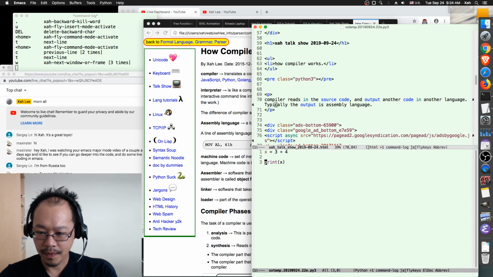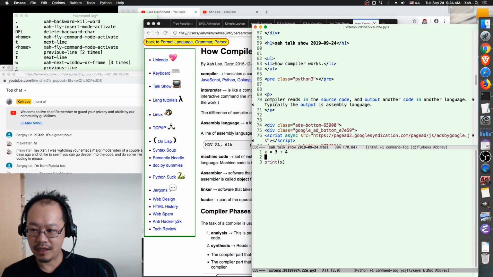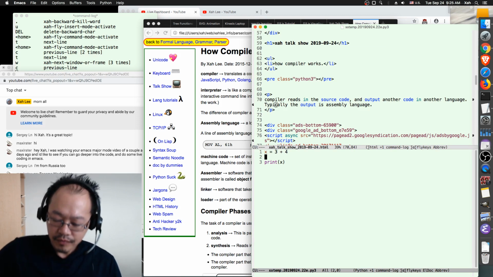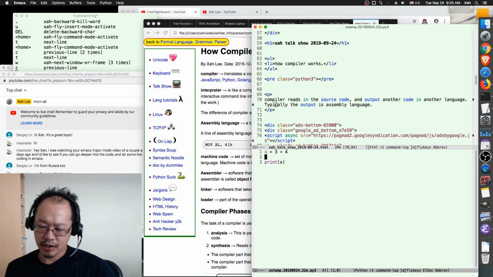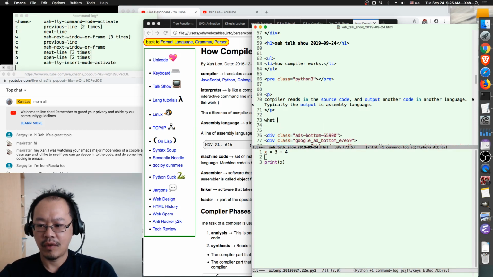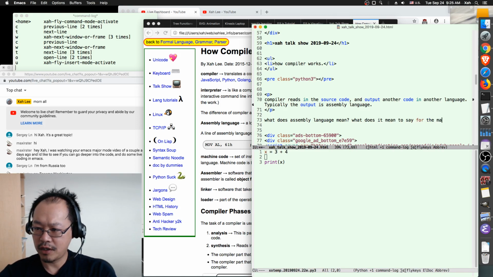So a compiler reads a source code and outputs another language code. Typically that language code is assembly language, a language for the machine to read. What does that mean exactly, for the machine to read? We're gonna talk about that. What does assembly language mean?